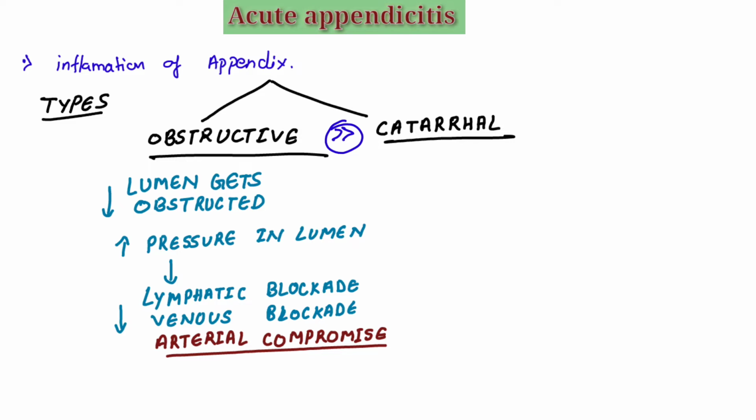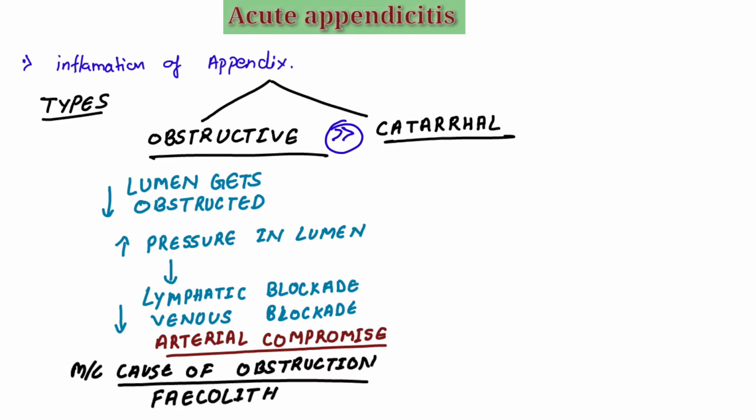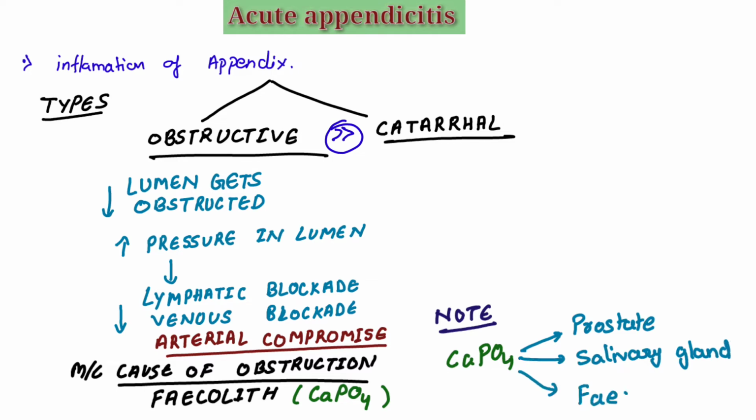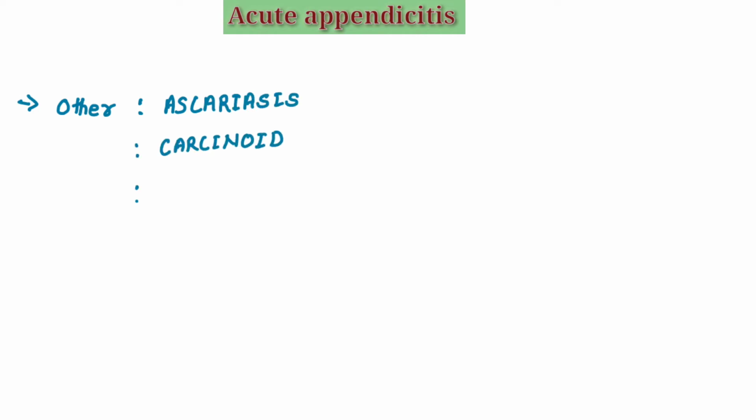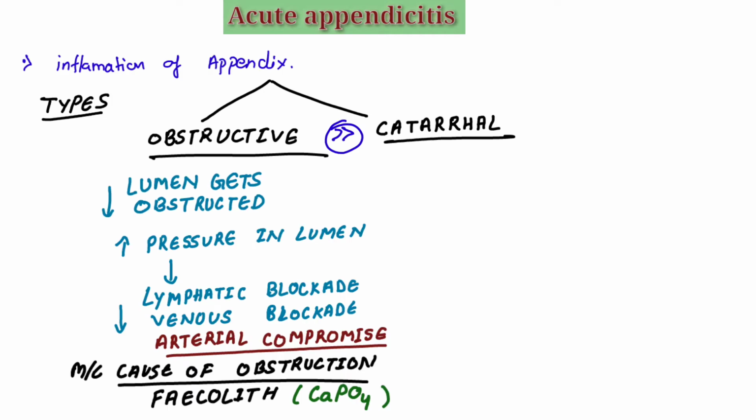Now the question is, what blocks the appendix? The most common cause of obstruction is a fecolith. Fecolith has a composition of calcium phosphate. Note: calcium phosphate is also found in the stones of the prostate, salivary gland, and fecolith. Other things which can block the lumen are ascariasis, carcinoid tumor, or a foreign body. Catarrhal appendicitis can be seen in children, and this is non-obstructive.